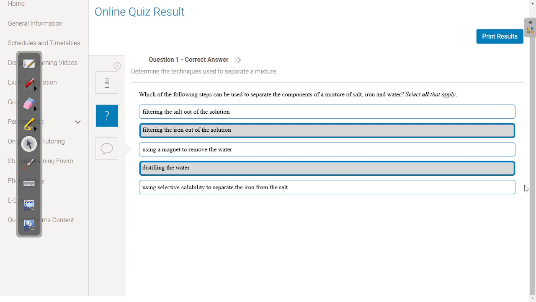So that's it. Filtering the salt out of the solution, no, you can't filter it because it's dissolved. Filtering the iron out, yes, because it's insoluble, so you can filter it out. Using a magnet to remove the water, no. You could use a magnet to remove the iron, but it's not a choice here, so no. Distilling the water, yes. Using selective solubility to separate the iron from the salt, no, because the salt is already dissolved, so you don't need selective solubility.